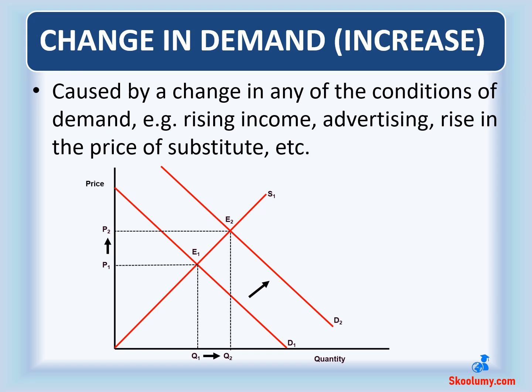From the diagram, a new demand curve, D2, is drawn to the right of D1 as a result of an increase in demand. This produces a new equilibrium point, E2, in the diagram. Also, when it is traced to the price axis, a new price P2 is obtained. A new quantity Q2 is obtained when the new equilibrium point is traced to the quantity axis. In a nutshell, a rise in demand shifts the demand curve from D1 to D2. The equilibrium price rises from P1 to P2 and the equilibrium quantity increases from Q1 to Q2.